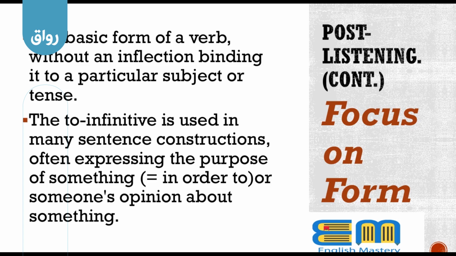أيضا هنا نأتي الآن للاستخدام. واحد من استخدامات الفعل المجرد: the to infinitive is used in many sentence constructions, often expressing the purpose of something, which means in order to, or someone's opinion about something. فإذا هو دائما استخدامه يعلمنا كيف مثلا أنا رحت عشان أسوي كذا، يعني مثلا قلت I went to do this and that. okay معناه لكي غالبا، أو أيضا يكون معناه أن الفعل بعد to يعبر عن رأيي في الحدث هذا أو رأيي في الشخص. فإذا نقول مثلا، let's have an example here: I want you to know about the school problem. يعني أنا أبغاك تعرف عن مشكلة المدرسة. okay، غالبا هنا السببية. دائما to، يعني الكثير من الوقت to تبين السببية، فهذا واحد من استخداماتها، ولها استخدامات أكثر.